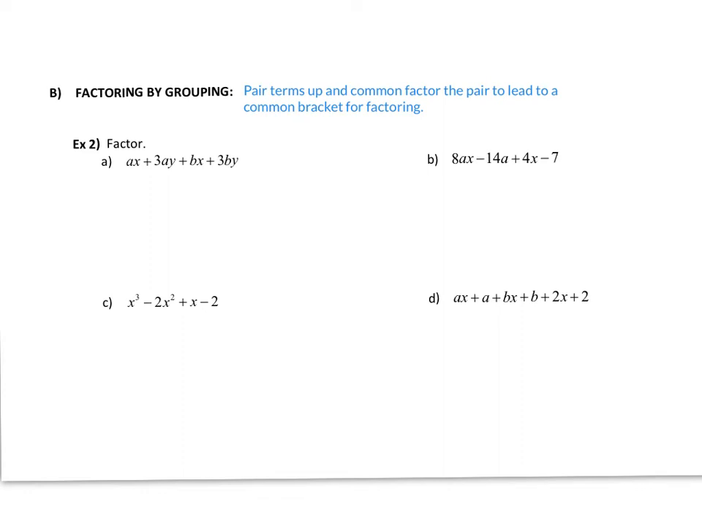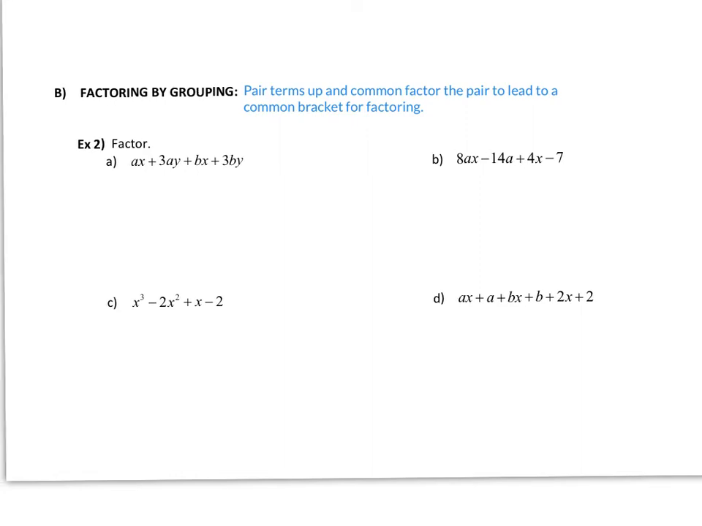So if I look at the terms in this first example, I have an ax, we have a 3ay, we have bx, and we have a 3by. There's nothing common to all 4 terms. But if I were to pair this first pair up, out of the first 2, a is common to both of them. And when I divide both those terms by a, we get x plus 3y. And then out of the second pair, b is common.